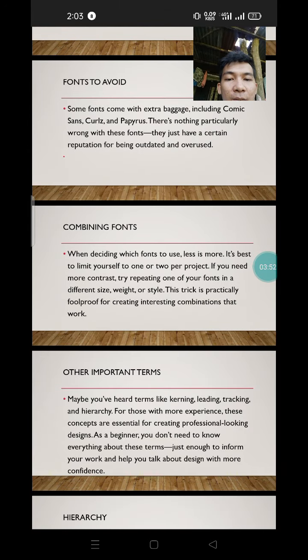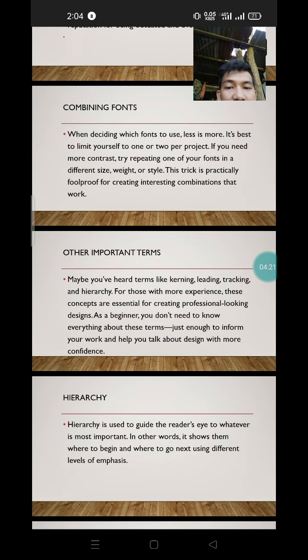Combining fonts. When deciding which fonts to use, less is more. It's best to limit yourself to one or two per project. If you need more contrast, try repeating one of your fonts in a different size, weight, or style. This trick is particularly foolproof for creating interesting combinations that work.